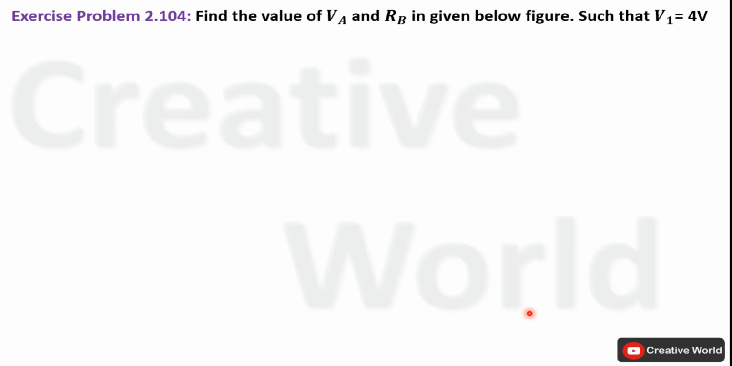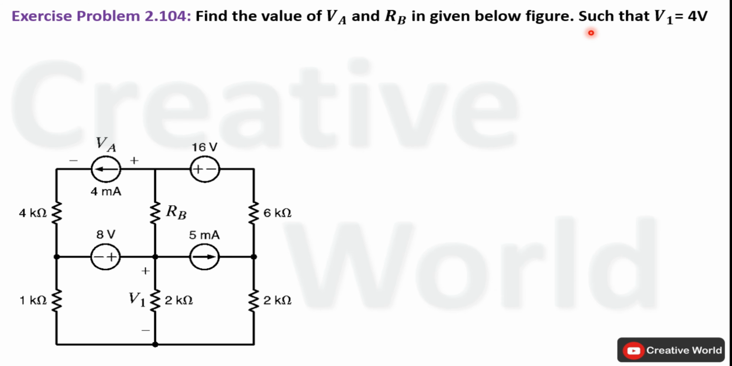Exercise problem number 2.104. Find the value of voltage VA and resistance RB in the given figure, such that the value of voltage V1 is 4 volt. This is the circuit diagram of the given problem.